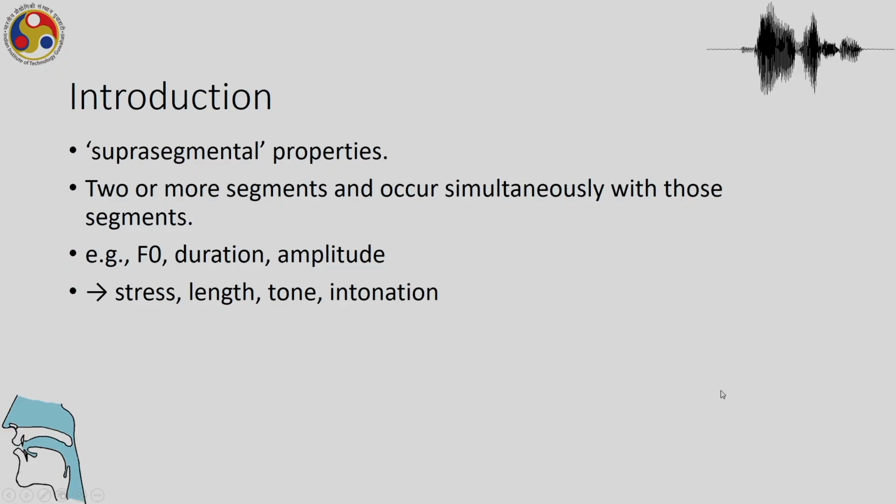Very often the word suprasegmental is used to describe prosody, when two or more segments occur simultaneously. These are the properties which are often thought to be suprasegmental, that is above the level of the segment: fundamental frequency, duration, amplitude, and also stress, which we looked at in the previous lecture, and length of a vowel, word length, and various aspects related to length in terms of its position in a word, and also tone and intonation in general.